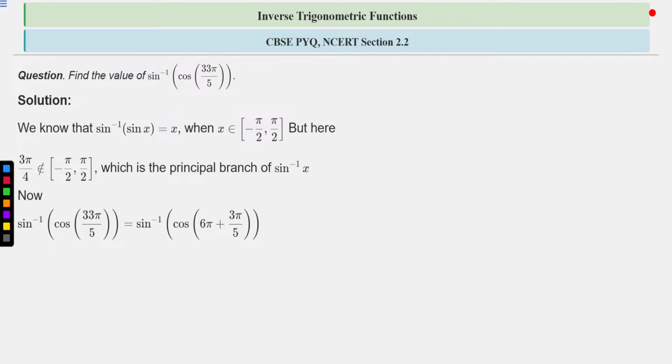Sine inverse cos 33 pi by 5 can be written as sine inverse cos 6 pi plus 3 pi by 5, right? Got it? So we know that cos of 6 pi plus 3 pi by 5 is equal to cos 3 pi by 5, right? Therefore it will be equal to sine inverse cos 3 pi by 5, right? Therefore it will be equal to sine inverse cos pi by 2 plus pi by 10, right?